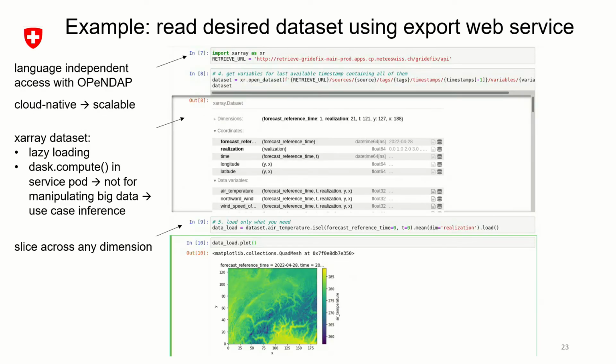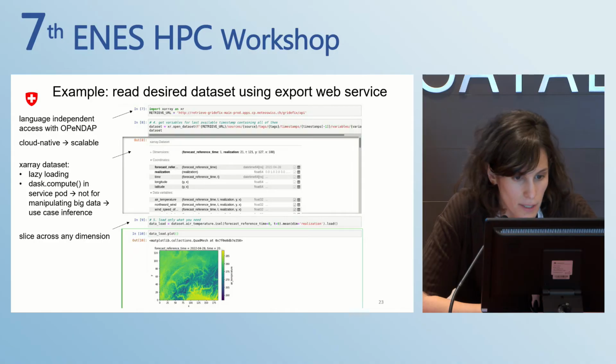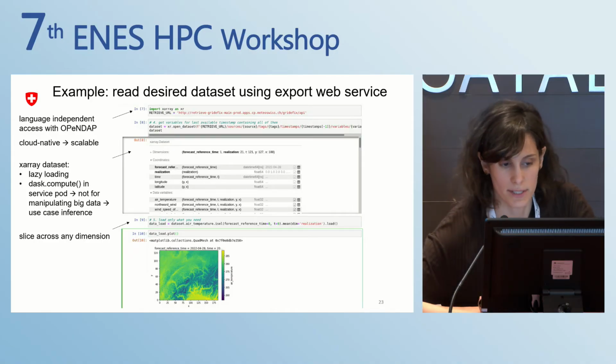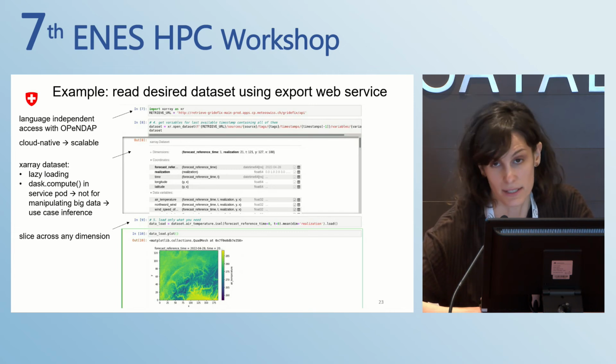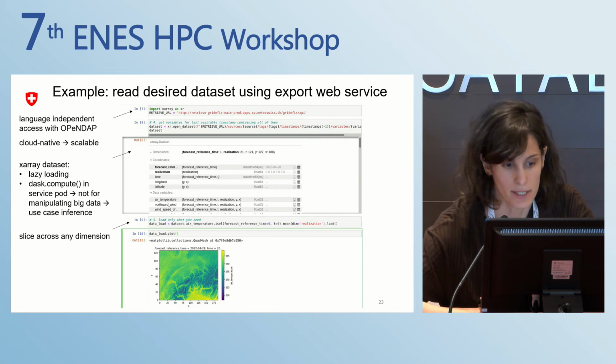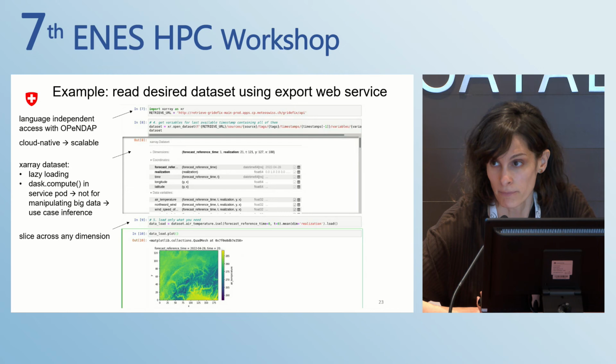And then, thinking about the other use case, where you just want the latest timestamp to make your predictions, you can also use the web service. It looks something like that. Again, we have a cloud-native service. It's easily scalable. Then you provide, again, the same data as before: source, tags, timestamps, and variables. And you get an Xarray dataset again.